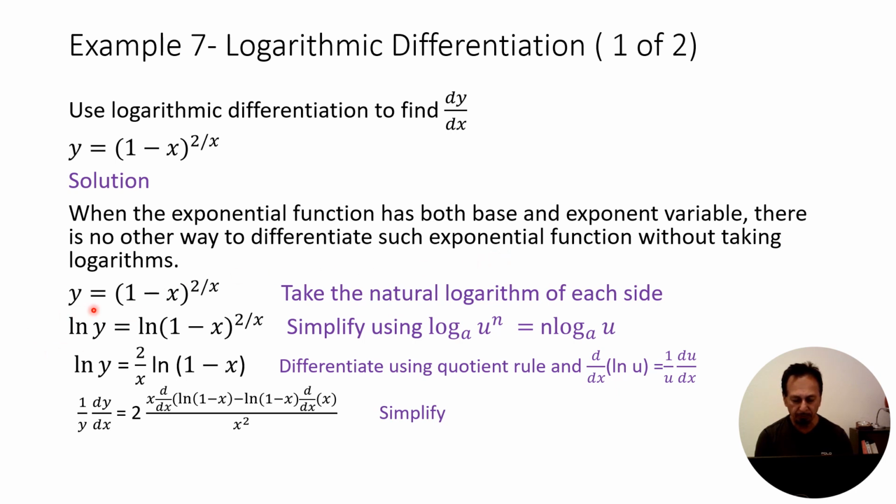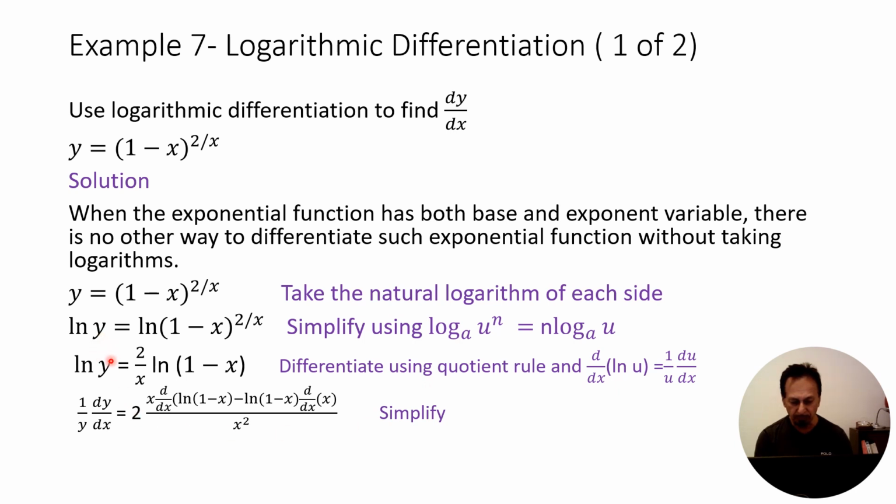So we start with this form, y equals (1 minus x) to the power 2 over x. Now we take the natural log of each side. So it becomes natural log of y equals natural log of (1 minus x) to the power 2 over x. And now we simplify using the power rule: log base a of u to the n is n times log base a of u. So this becomes 2 over x times natural log of 1 minus x. Now it's like a product, so we are going to apply the product rule.